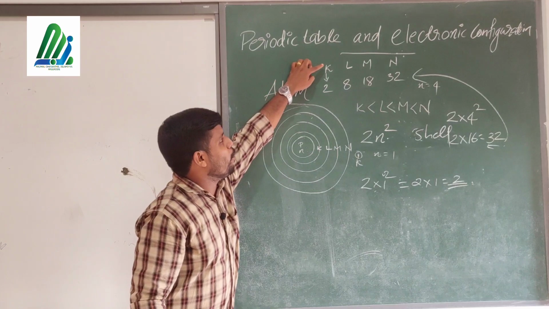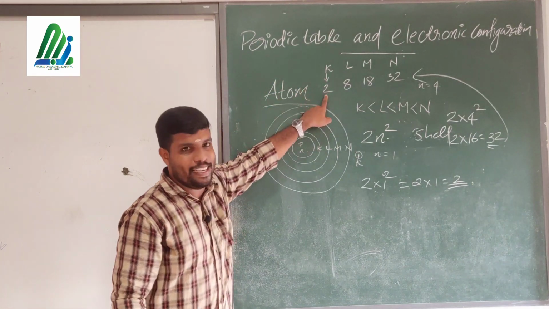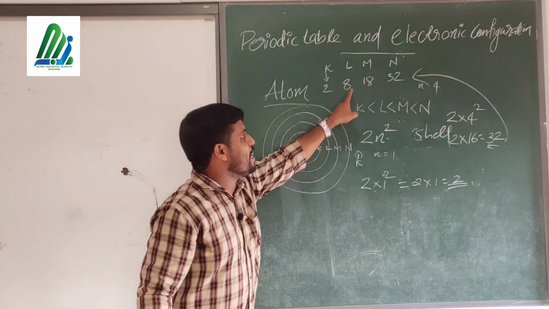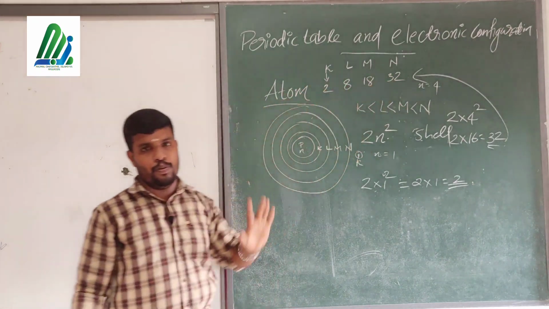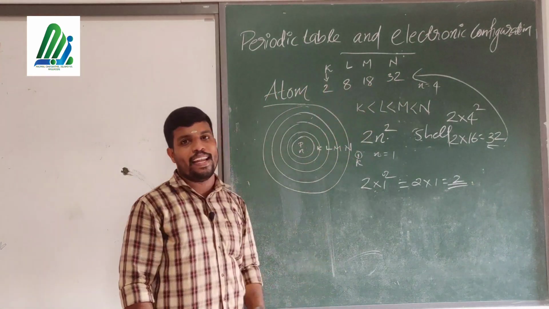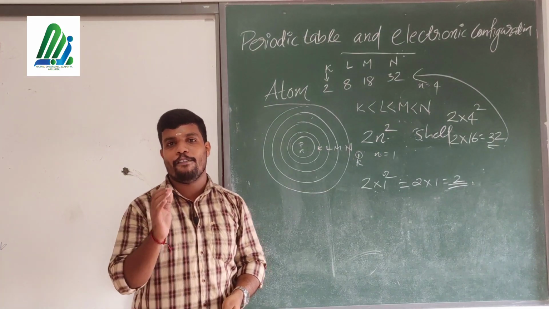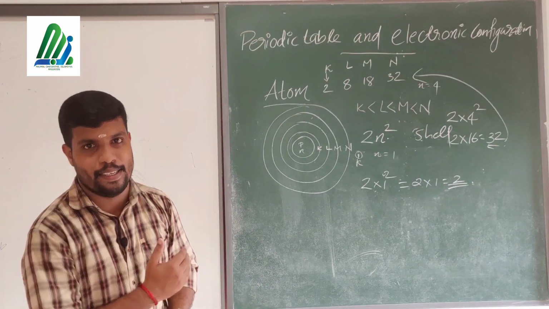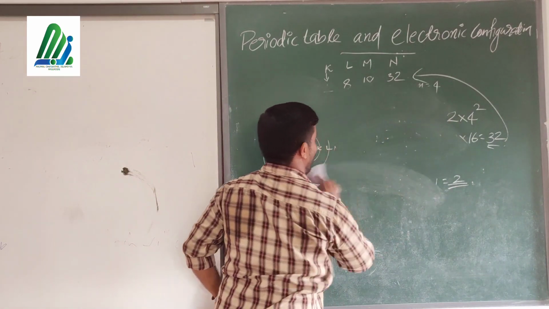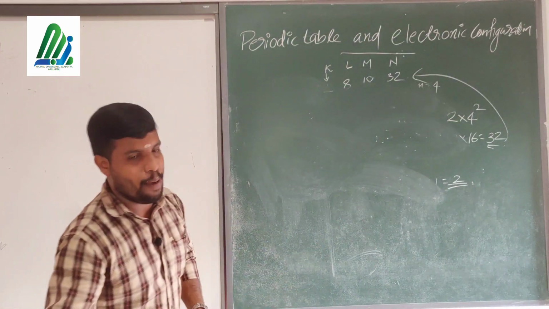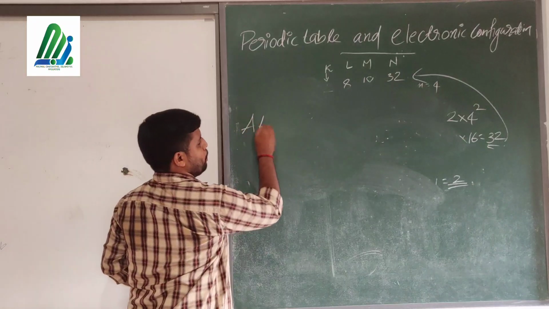The maximum number of electrons that can be accommodated in K is 2, in L it is 8, in the M shell it is 18, and in the N shell it is 32. By using this, we can write the electronic configuration of an element or an atom. Before that, we want to know about atomic number.